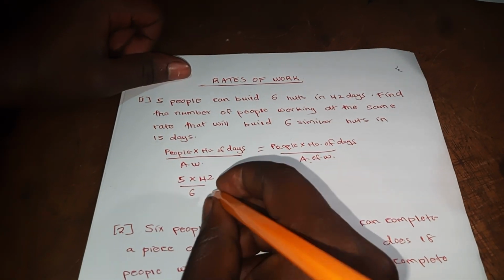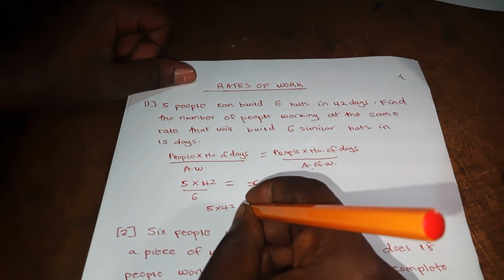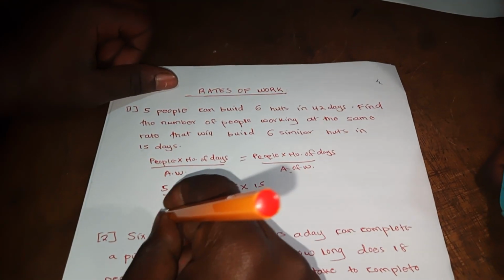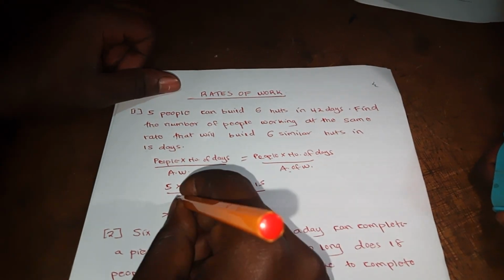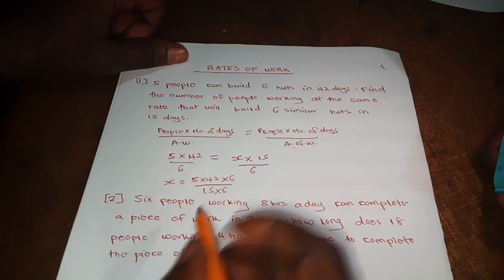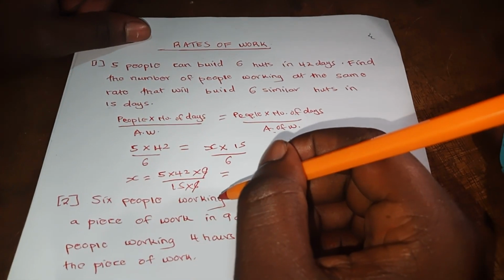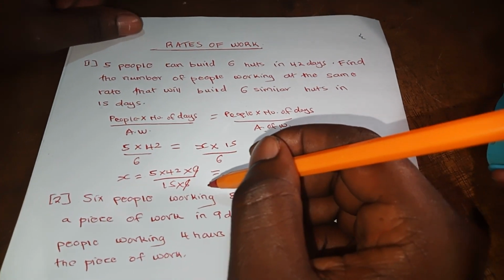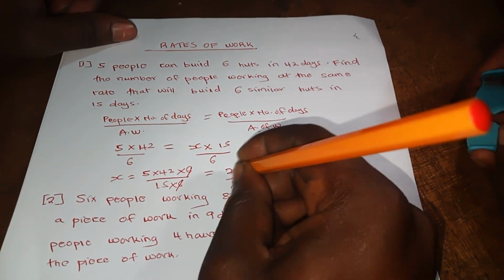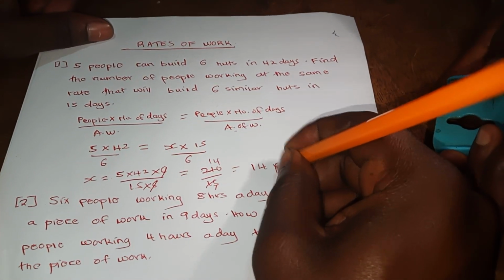So we are looking for the value of x. To get the value of x, I'm just going to take 5 times 42, multiply both sides with 6, all over 15. This one should give me x times this 6 that is here. So it becomes 5 times 42 times 6. So this 6 cancels with this one. I remain with 5 times 42. I'm going to have 210. This gives me 210 over 15. If I divide by 15, it gives me 14. So we need 14 people.